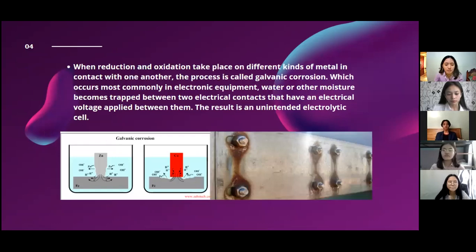When reduction and oxidation take place on different kinds of metal in contact with one another, the process is called galvanic corrosion. In electrolytic corrosion, which occurs most commonly in electrolytic equipment, water or other moisture becomes trapped between two electrical contacts that have an electrical voltage applied between them. The result is an unintended electrolytic cell.